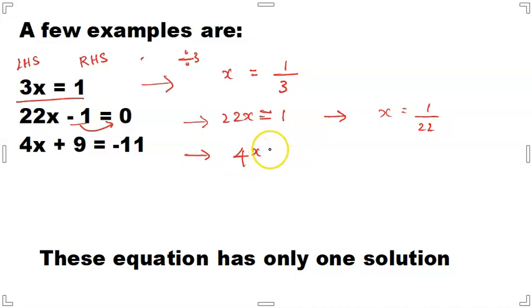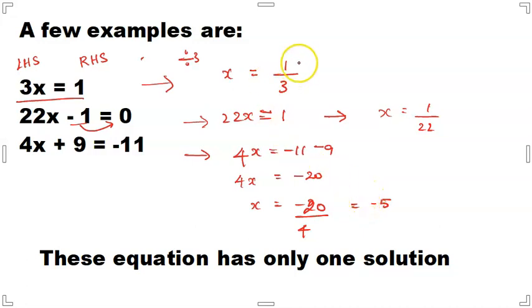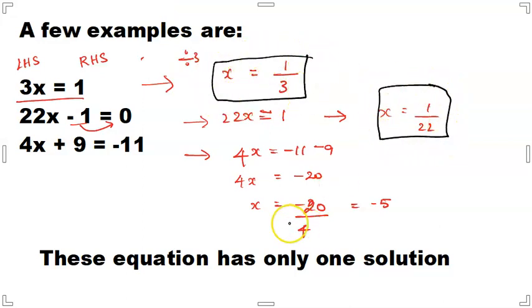Keeping the variable on one side and transposing the numbers to the next side with change of sign. So it is going to be minus 20 for x, and x equal to minus 20 by 4. I am dividing 4 on both sides. So my answer is minus 5. So we could observe that every equation has only one solution. That is what we have seen before. Number of degree equals number of solutions.